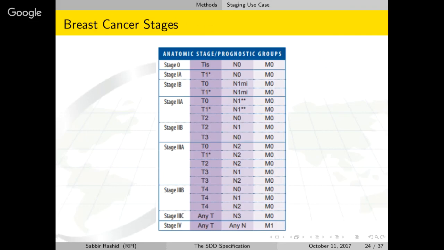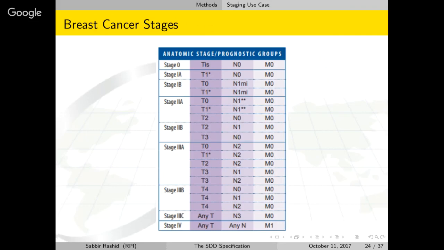And what's also useful about doing this kind of rule-based inference of staging is that for breast cancer staging, which is changing, once the rule changes, all we have to do is update the axiom to include the new characteristics of the rule. So then it'd be just an update of a few lines of code rather than having to re-annotate an entire database.